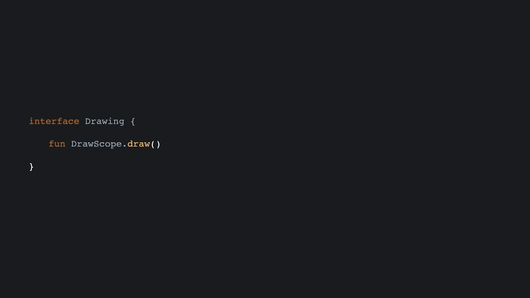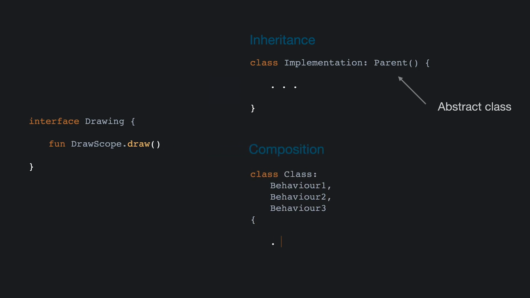Just a reminder, before completing: in inheritance we have the parent, which is an abstract class, and we have the implementation, and in composition we have the class that we want to build, and we have multiple behaviors, and those behaviors are interfaces or protocols or so on, depending on the language that you're working with. And for our case, it's going to be something like Drawing, so it can be drawn in a canvas, Movable, it can be moved, Hoverable, it can be hovered, Resizable, and so on.